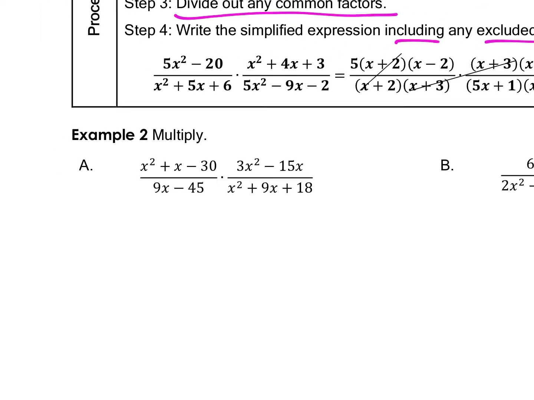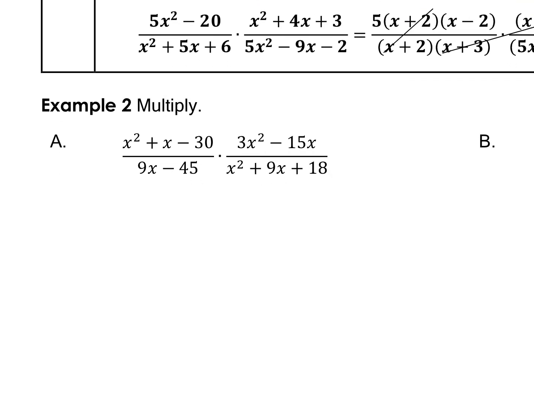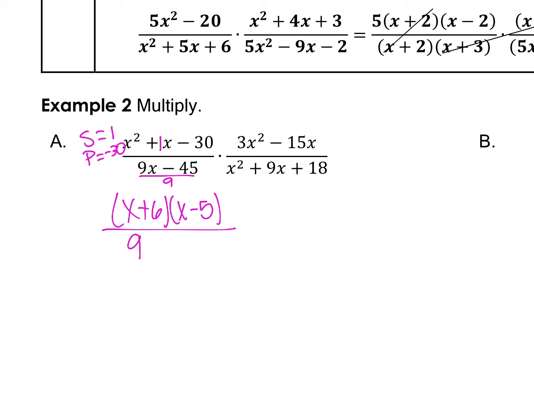All right, so first step is to factor everything. So first, we have a trinomial, sum of 1, product of negative 30. So that would be a positive 6 and negative 5. If you can't do it in your head, list them out in order. Looking at my denominator, notice they have a GCF of 9. So make sure you include the 9. When you take that out, you're left with x minus 5.